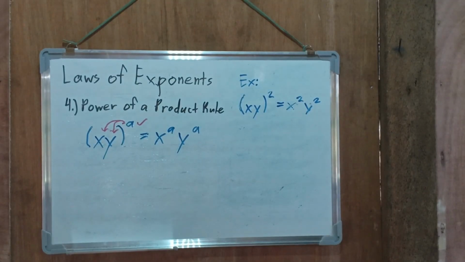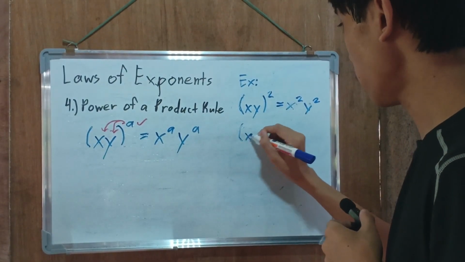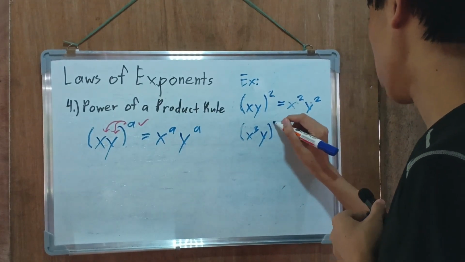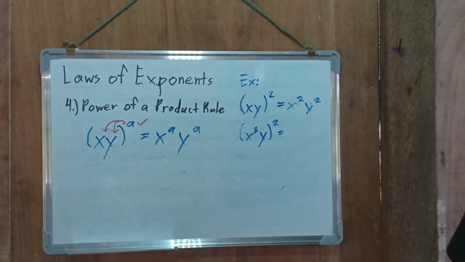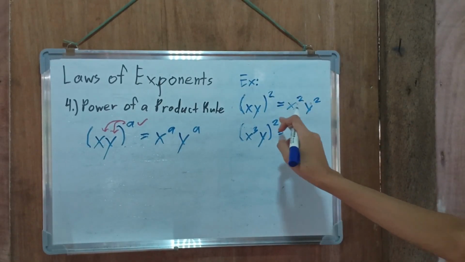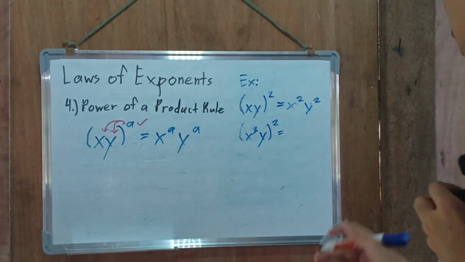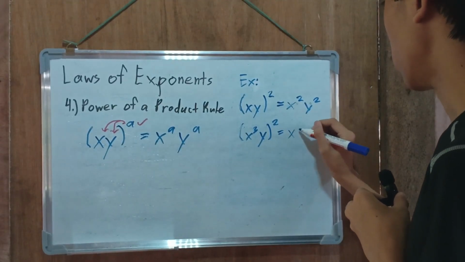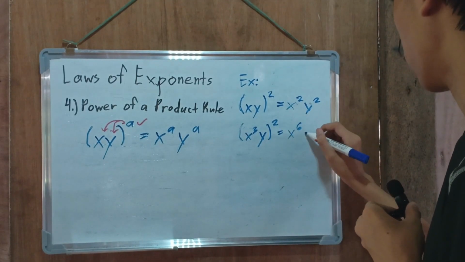Now what if x raised to the third power, y raised to 2? Since x has a degree of 3, we're going to multiply them both using the power of a power rule. You can review the video if you want. 3 times 2 is x raised to the 6th power, and y would become y squared.